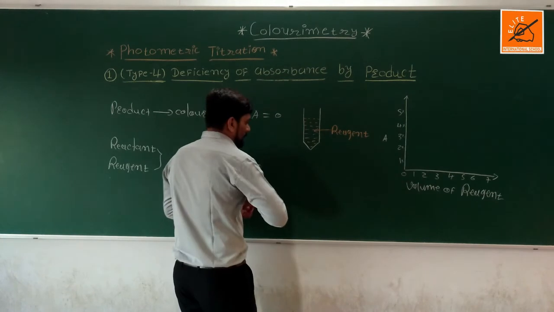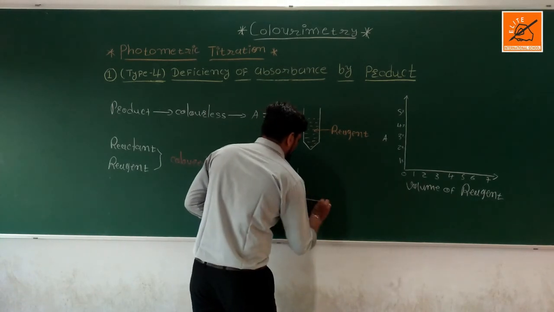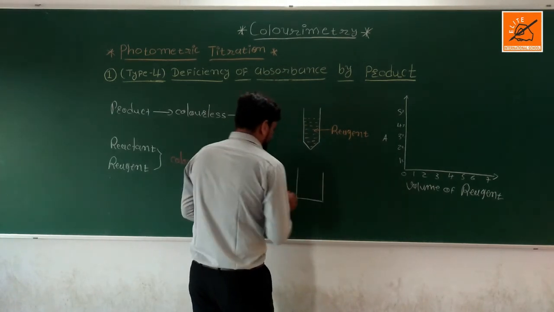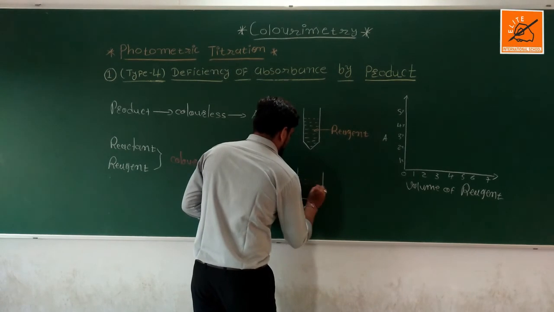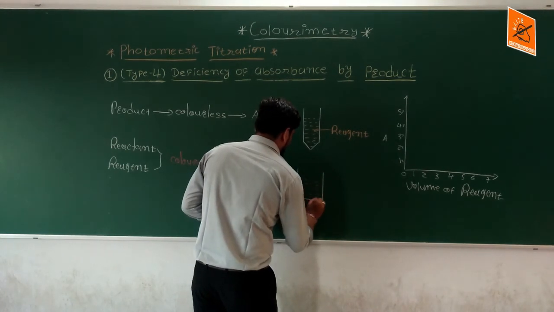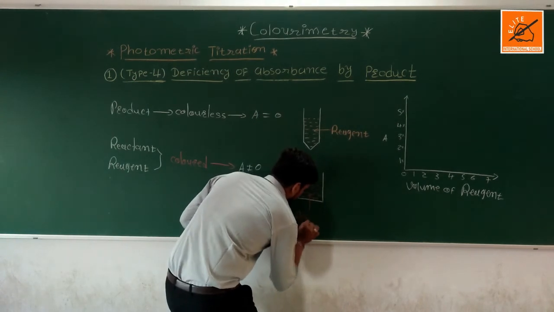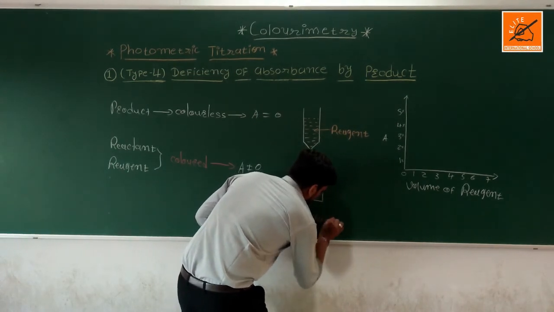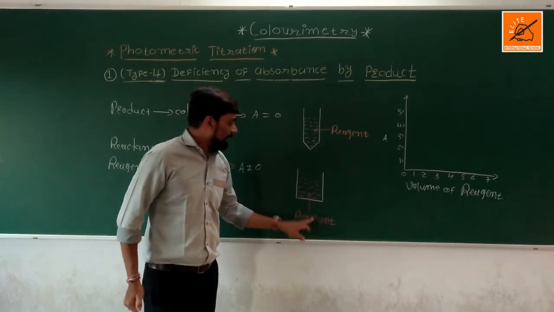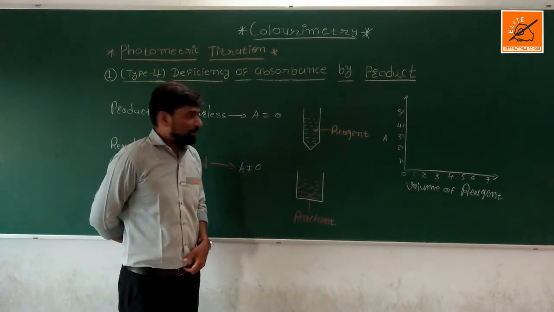Now we will take a flask. This is the flask in which we take the colored reactant. The reactant is also a colored compound. So here the reagent and the reactant are both colored compounds.